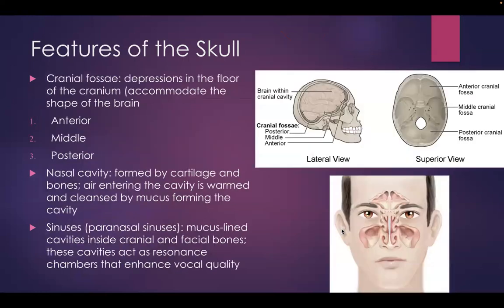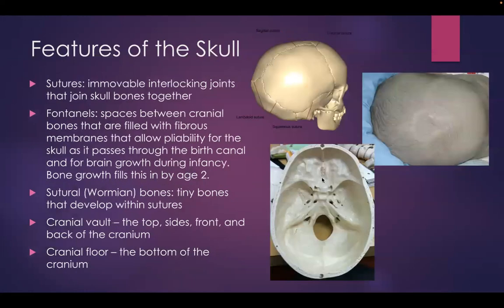These are cranial fossae, depressions in the floor of the cranium to accommodate the shape of the brain. So anterior, so that's going to be closer to the front of the body, medial or middle cranial fossa, and posterior fossa, or fossae. So this is what that looks like.